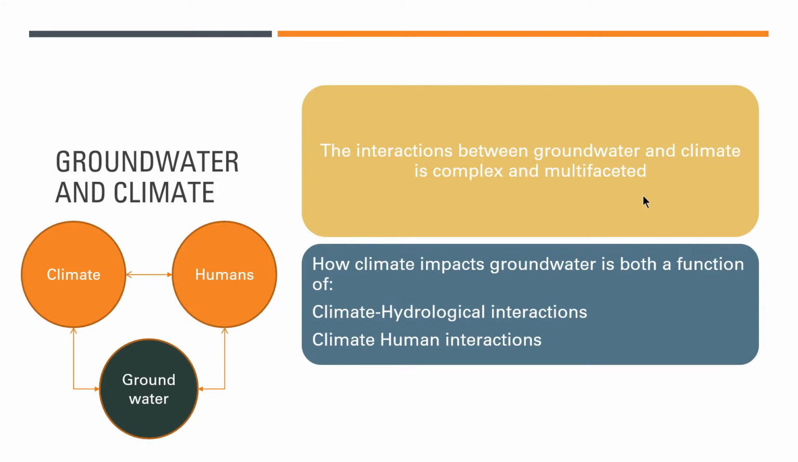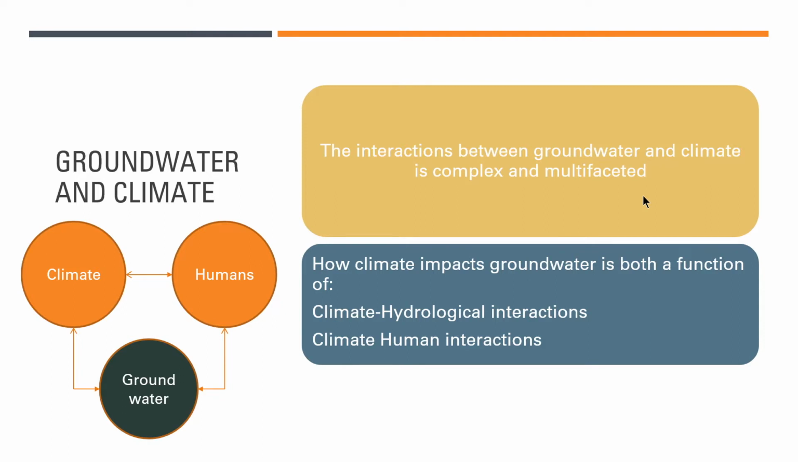But a lot of climate interactions on groundwater has a very big human component. So what humans do and how humans adapt to climate change plays a very big role in terms of how groundwater is managed or used, or how climate impacts groundwater. So I'm going to break my talk into two parts. The first part, I'm going to talk about the climate groundwater interactions, and then in the second part, I'm going to talk about human-induced climate groundwater interactions.